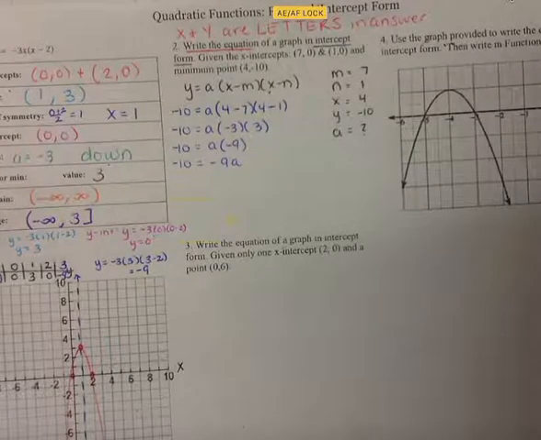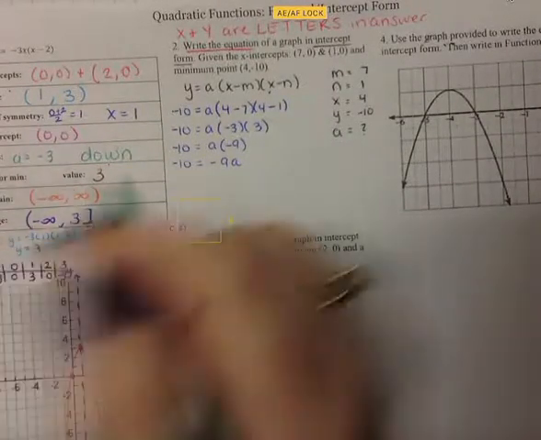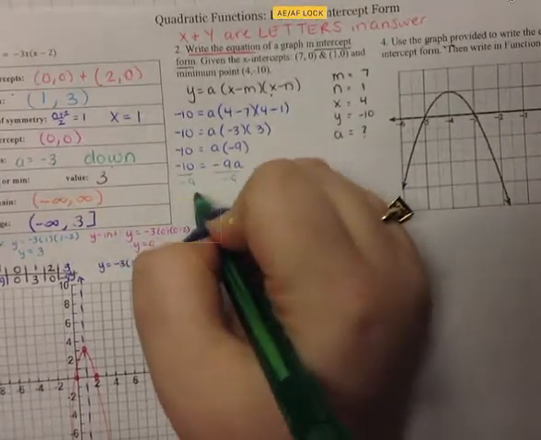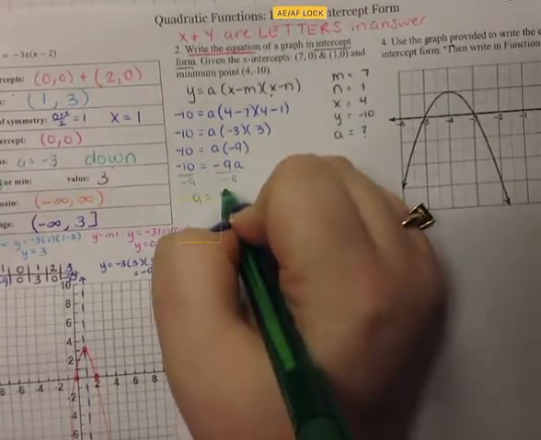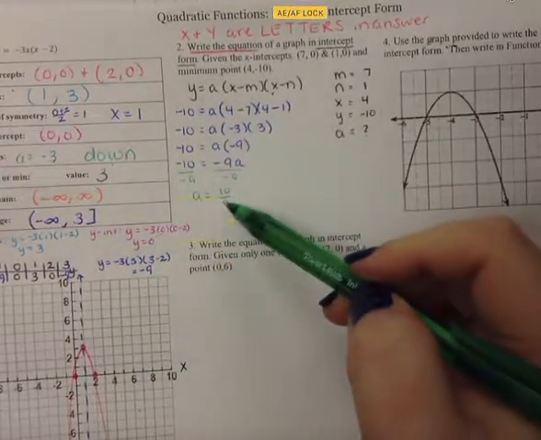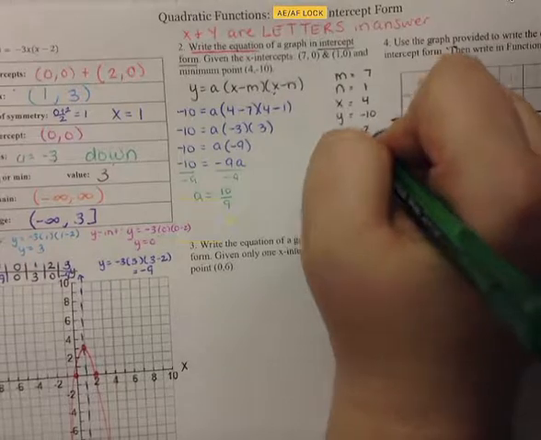So we really have negative 10 equals negative 9a, because that's a multiplication. Now we're going to get a by itself, so we're going to divide by that negative 9. So a will equal a positive 10 over 9. And since it was a minimum, we knew a had to be positive, and we were right. So this is positive 10 over 9.